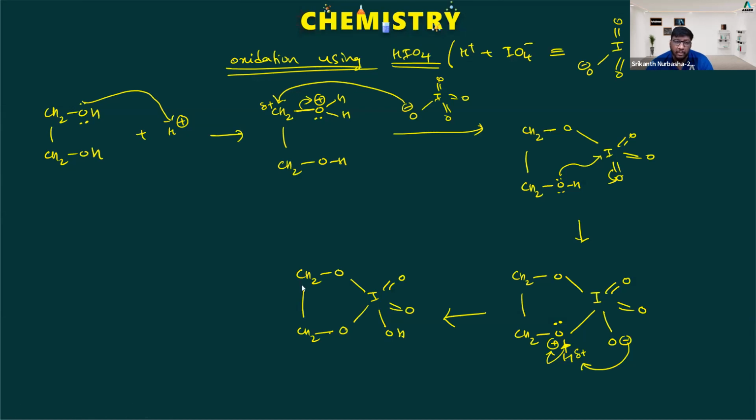So now this 5-member ring with the 2 oxygen atoms is unstable because of repulsions. So immediately the bonds are going to be cleaved. So this carbon-carbon bond is going to be cleaved. This iodine-oxygen bond is again going to be cleaved.